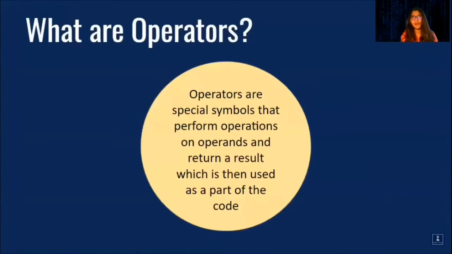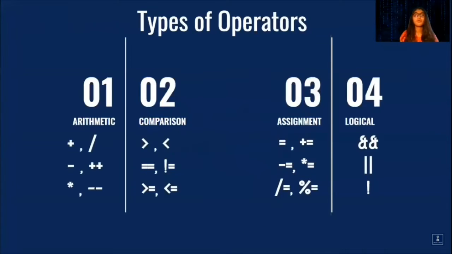So what exactly are operators? Operators are special symbols that perform operations on operands and return a result that is then used as a part of your code. There are 4 main kinds of operators: arithmetic, comparison, assignment, logical. And you can see examples of all of these above here. We will be going into them in more detail in the coming slides.